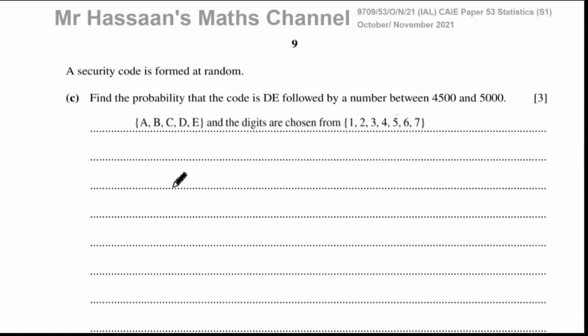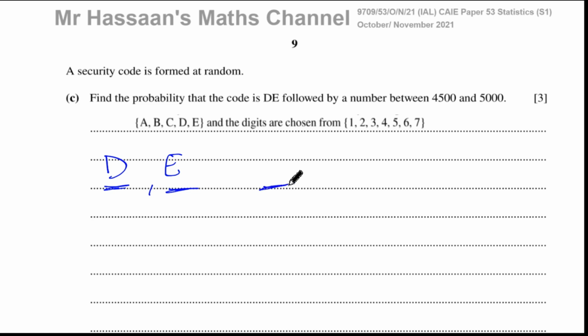Now for part C. It says a security code is formed at random. Find the probability that the code is DE followed by a number between 4,500 and 5,000. So you have the first 2, there's no choice. The letters are just DE, that's fixed. And then followed by a number between 4,500 and 5,000.